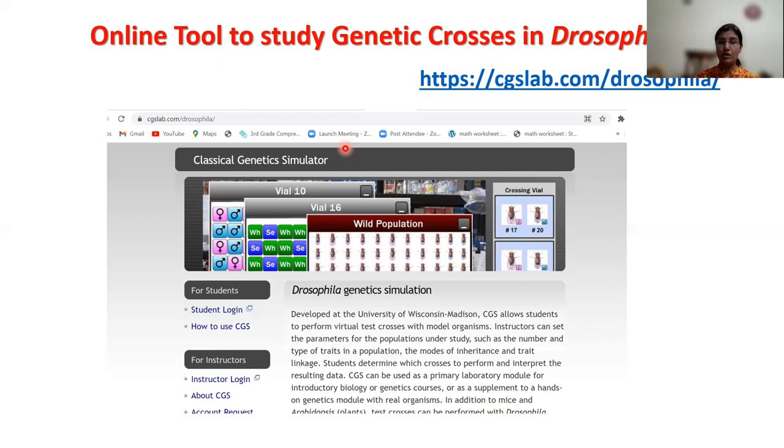This simulator can also be used as a primary laboratory module for instructing biology or genetics courses, or as a supplement to a hands-on genetic module with the real organism. Because it is a time of pandemic and students can't have access to the Drosophila labs right now, they can study the crosses on the simulator. So this simulator, you can visit at this website, and this would be very, very helpful.